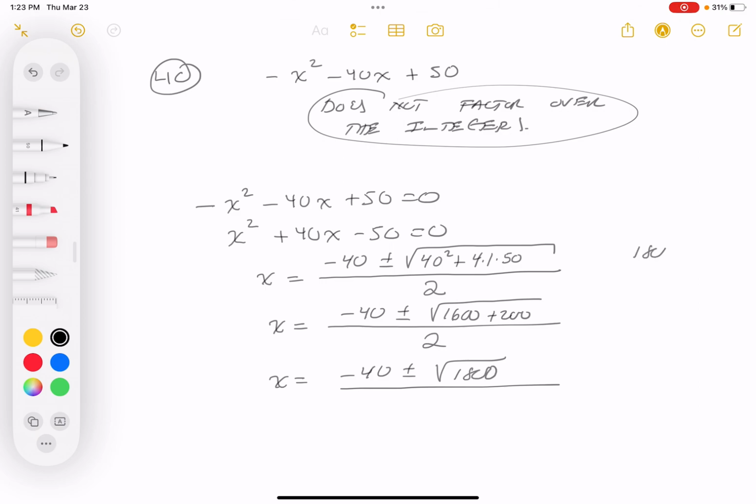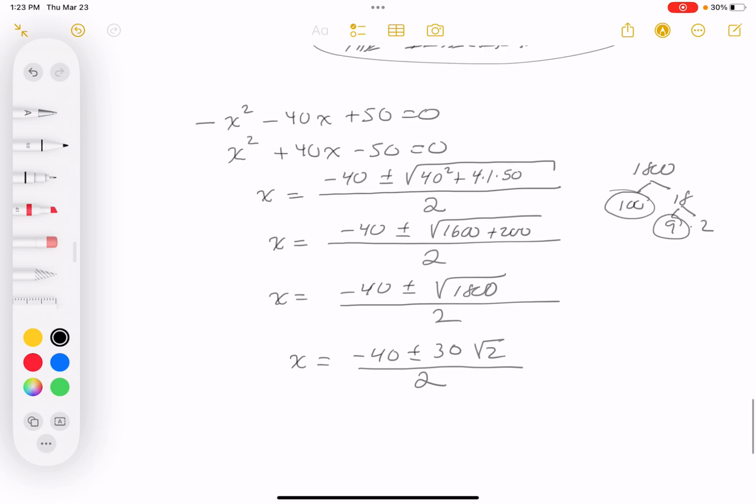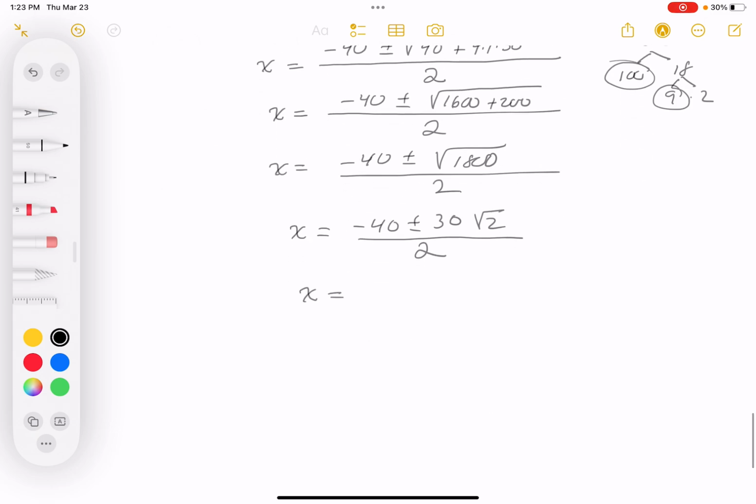I want to point out what I mean by that. I'm looking at it. I definitely see 100, and then I see 18. Now, someone says, why are you looking for 100? It's a perfect square. I would also see a 9 times a 2. Let me write this down then. I get minus 40 plus or minus. Well, the square root of 1,800 is going to be the square root of 100, which is 10, the square root of 9, which is 3, so I get 30. And what do we left off with? Root 2. This is all over 2. Let me keep writing this down. X equals minus 20 plus or minus 15 root 2. All right? Kind of nasty, isn't it?